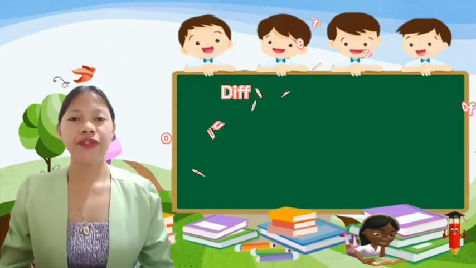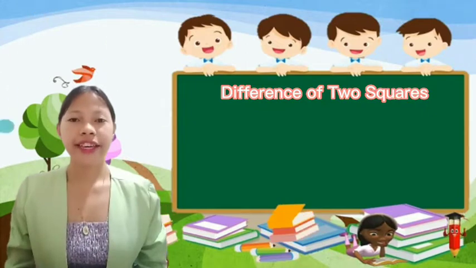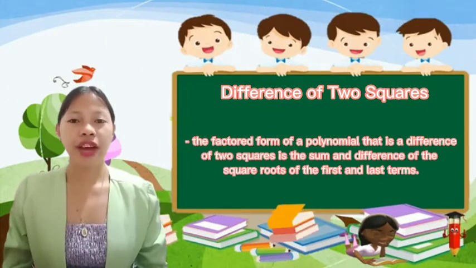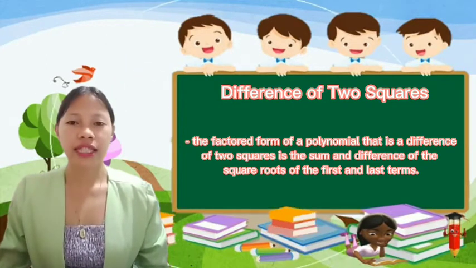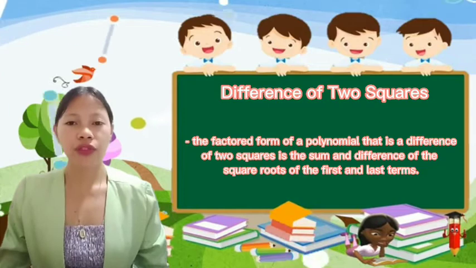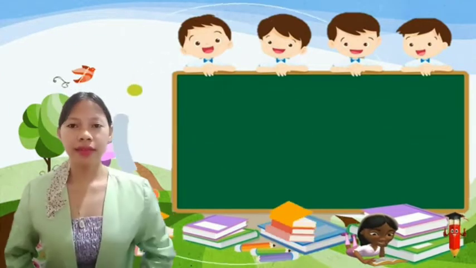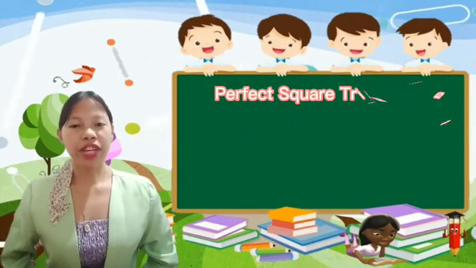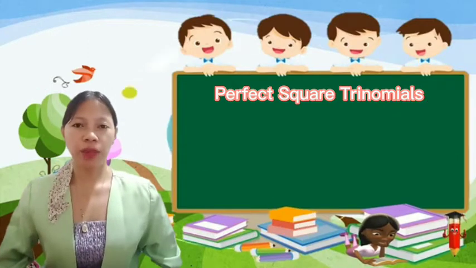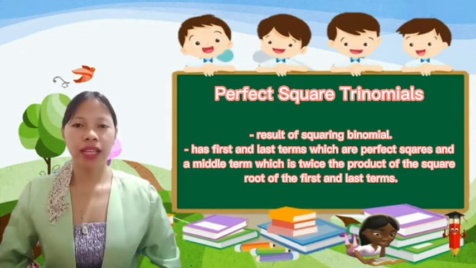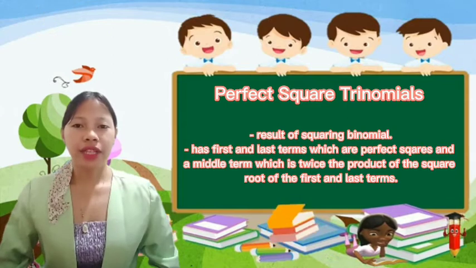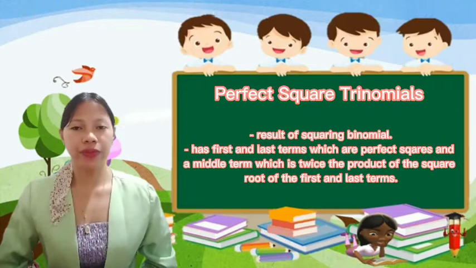Next type is the difference of 2 squares. Here, you only need to remember that the factored form of a polynomial that is a difference of 2 squares is the sum and difference of the square roots of the first and last terms. Next, perfect square trinomials. A perfect square trinomial is the result of squaring a binomial. It has first and last terms which are perfect squares, and a middle term which is twice the product of the square roots of the first and last terms.